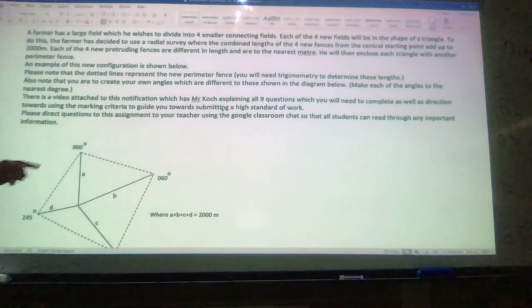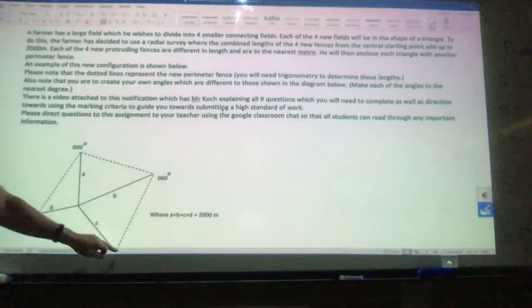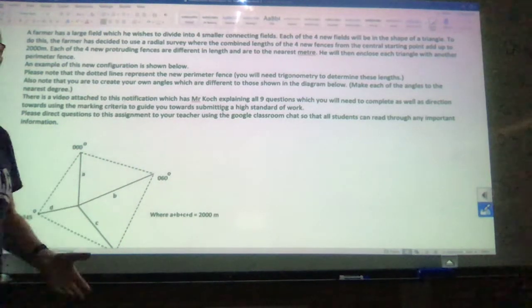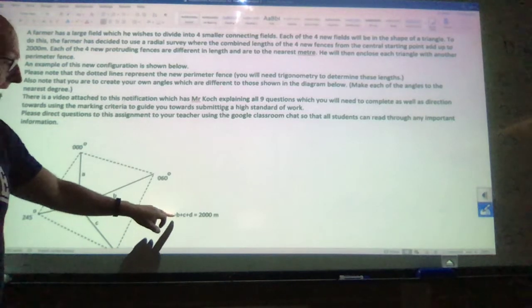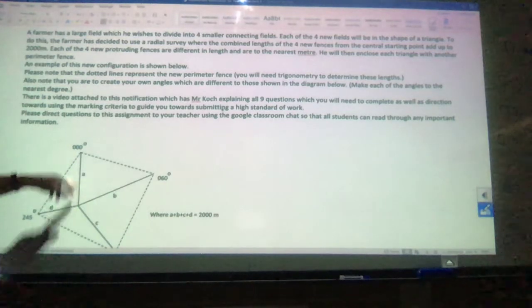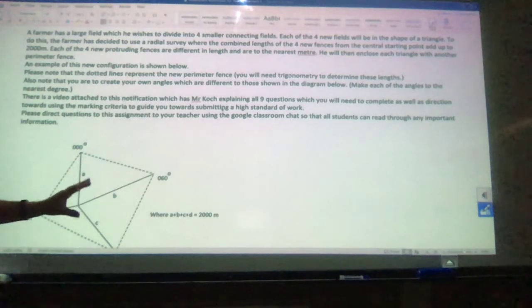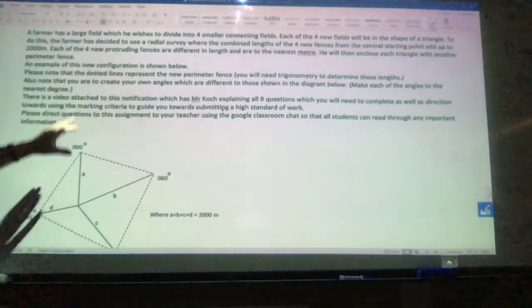Now what that means is that length there, plus that length there, that length there, and that length there will add up to 2,000 metres. And on the side here it says A plus B plus C plus D equals 2,000 metres. You choose your own lengths. I'll come back to that in a minute. Reading on, an example of this new configuration is shown below.